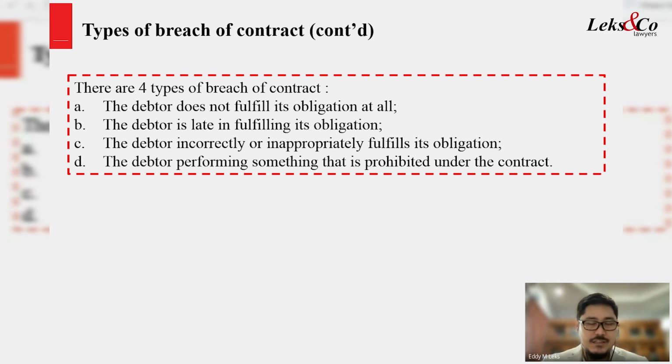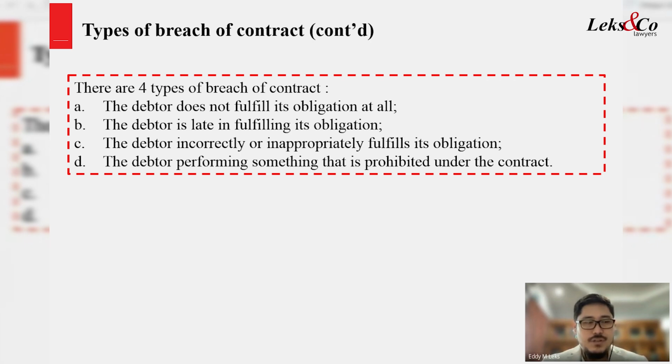And then the second is the debtor is late in fulfilling its obligation. You promise to do it on the 10th day of the month, but you do it on the 12th day of the month, for example. That is also already considered a breach of contract, because it is an obligation with a time period. If you remember, we have the concept of perikatan dengan ketetapan waktu, an obligation with a definite time period.